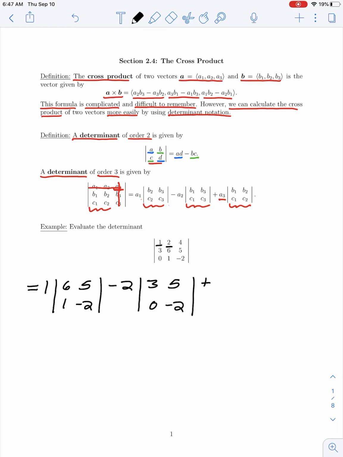And then for the last part of our determinant, we add the third entry in that first row times the determinant of the 2 by 2 submatrix I get by deleting that first row, third column, which would be the matrix 3, 6, 0, 1. So now all I have left to do is evaluate the determinants of these three 2 by 2 submatrices. So for our first part, we had a 1 times.